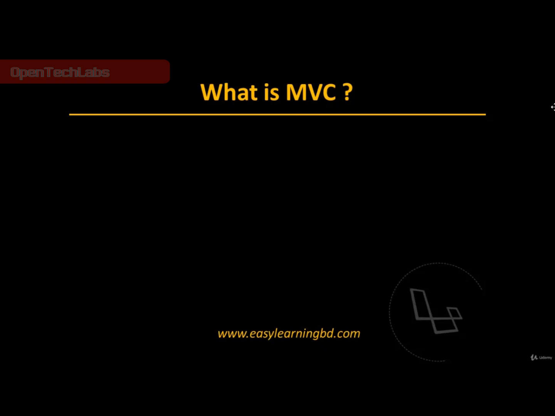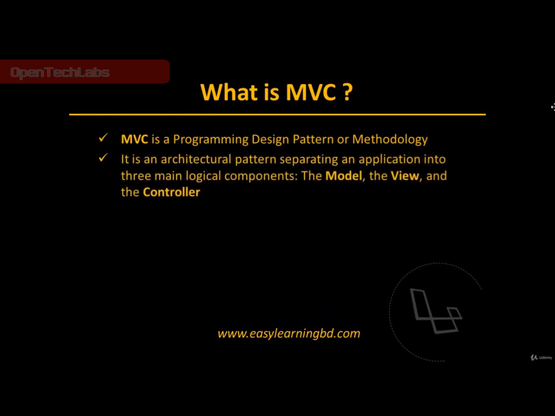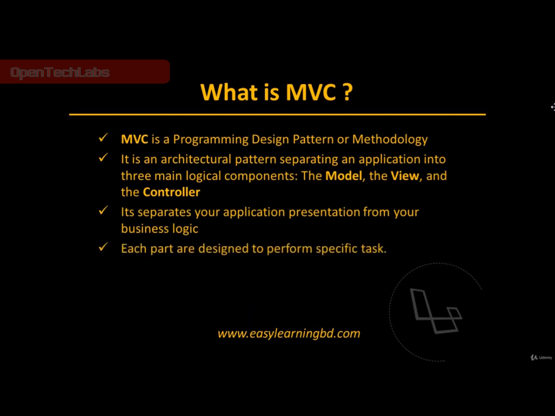First of all, what is MVC? MVC is a programming design pattern or methodology which separates your application presentation from your business logic. In MVC, you will get three components. One is M for the model, V is for the view, and C is for the controller. Every component of each part is designed to perform a specific task.